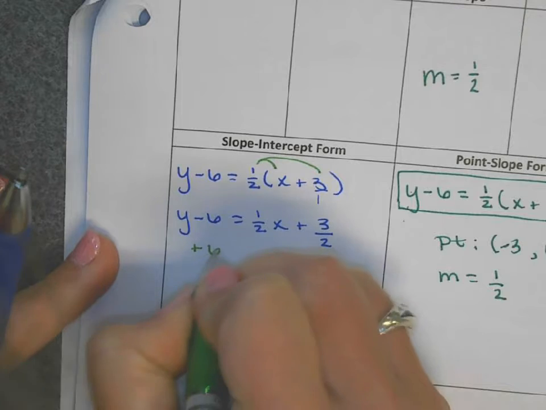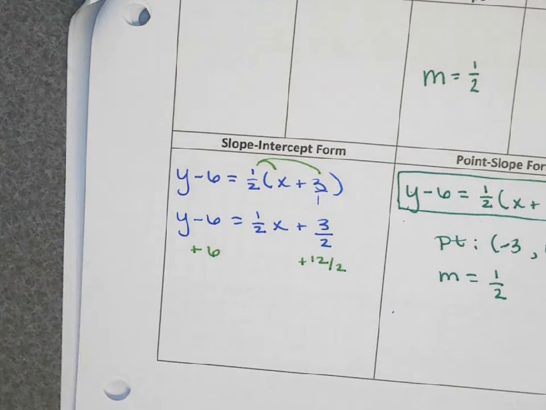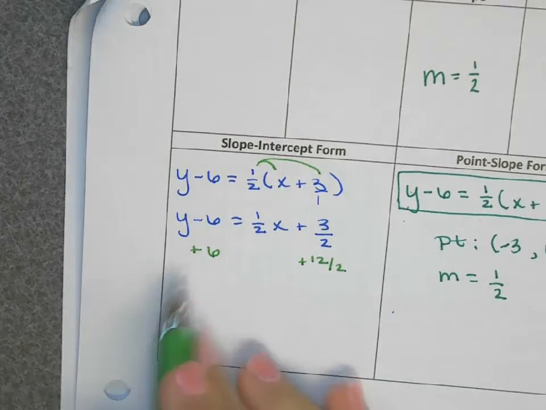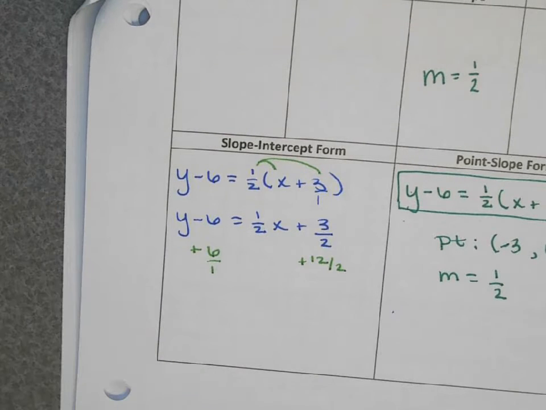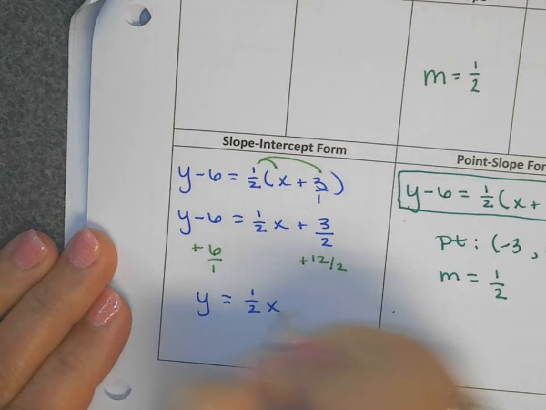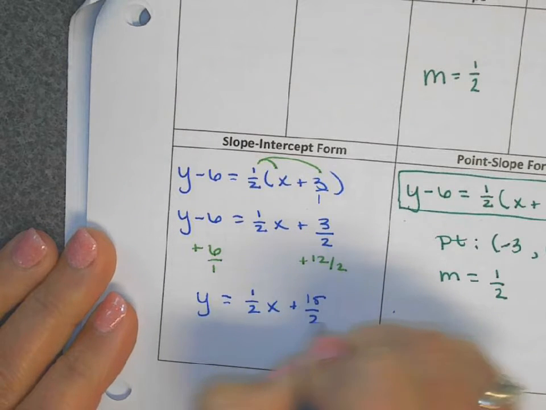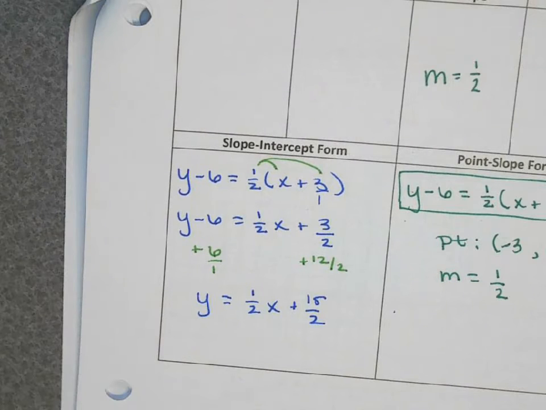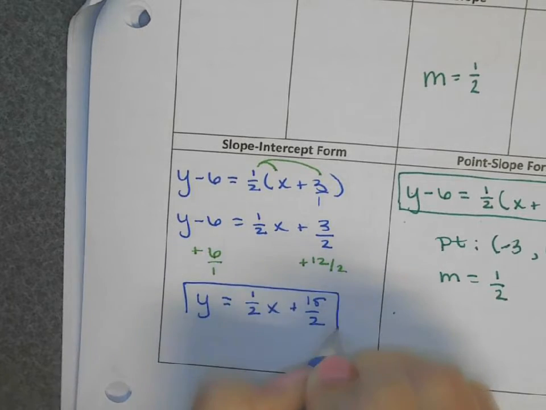When you add 6, that's the same thing as adding 12/2, right? 6 is the same thing as 12/2. So I just made it so that there's a common denominator. You probably are going to have to do that at some point. So that's going to be 15/2 now. And y is alone, so that's your slope-intercept form.